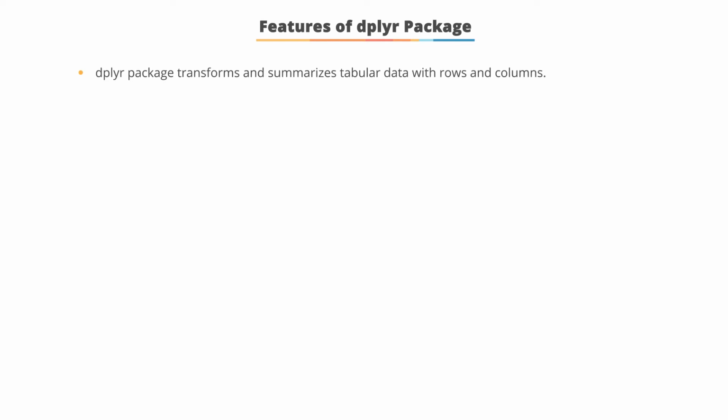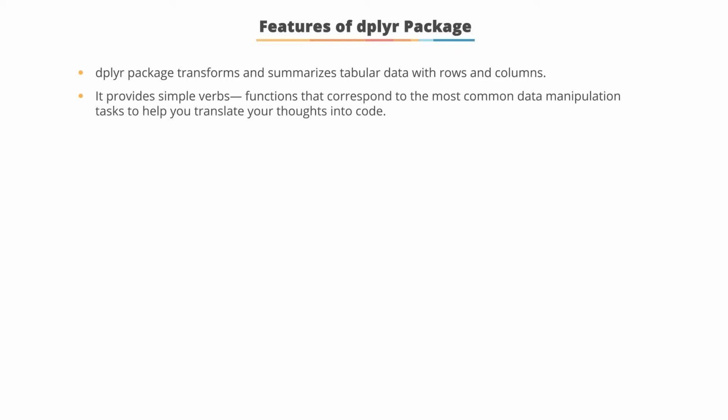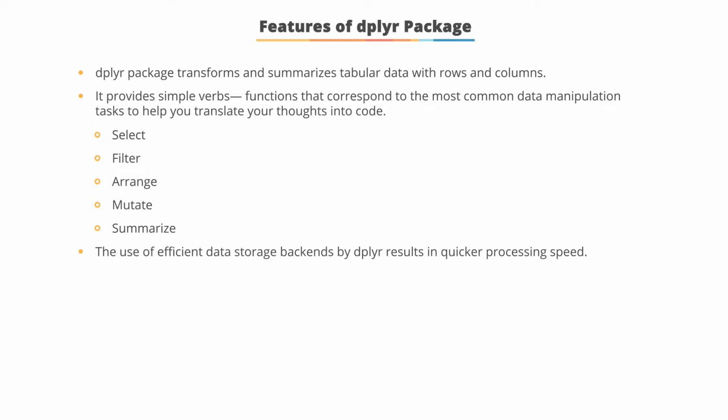So for using dplyr, we want to transform and summarize tabular data with the rows and columns themselves, right? These matrices, arrays, data frames. The functions correspond to data manipulation types to help translate these things that you want to do into code in a much easier way. It's very clean syntax. It's very easy to work with. So we'll go through select, filter, arrange, mutate, and summarize. And the data storage backends within dplyr, because of its code, allow for extremely rapid processing speed compared to some of the base packages.